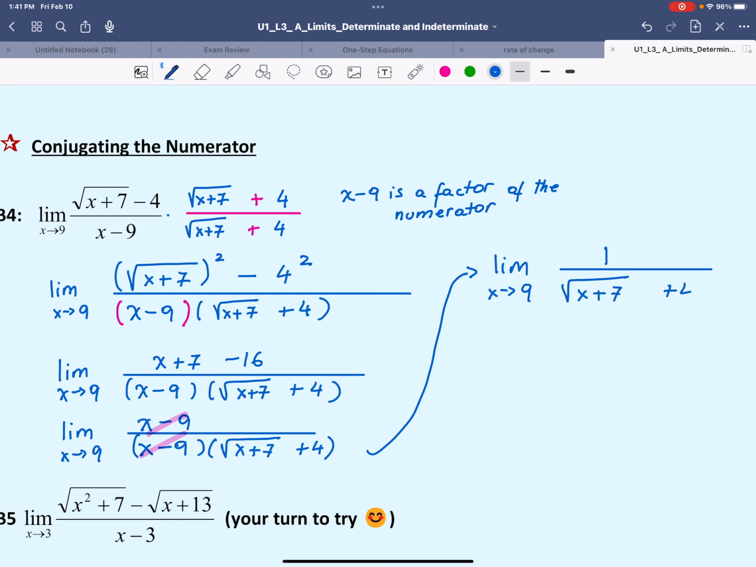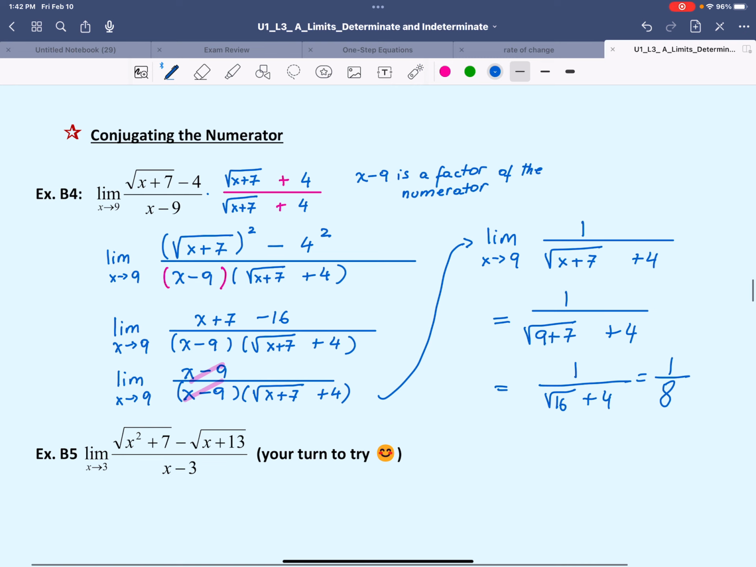Now let's see what happens when we substitute x by 9. There is nothing else to do but make x equal to 9. And look at this: we have 1 over root of 16 plus 4. That would be 1 over 4 plus 4, or 1 over 8. So the limit of this function will be 1 over 8.